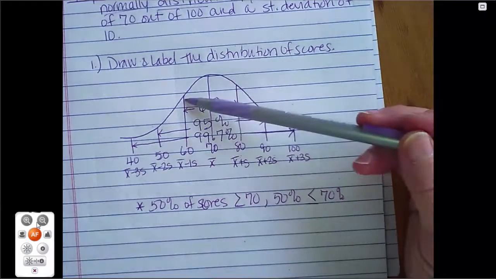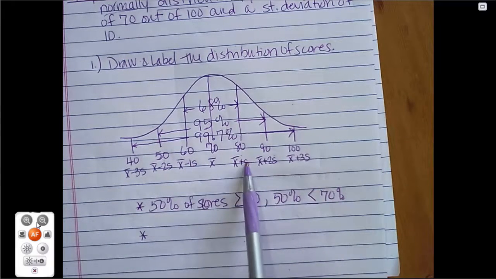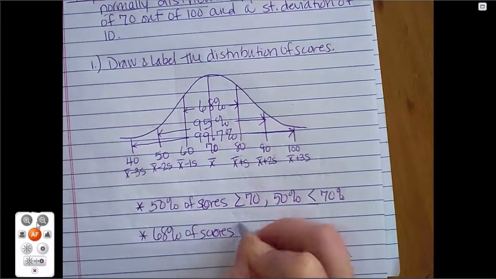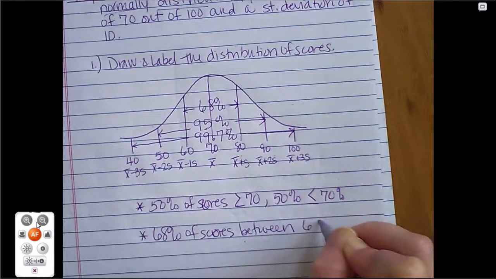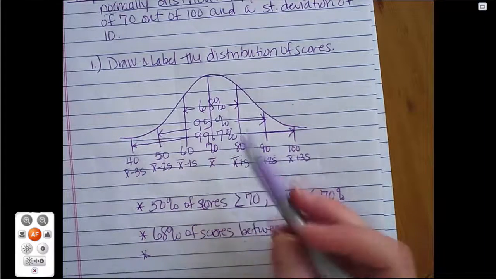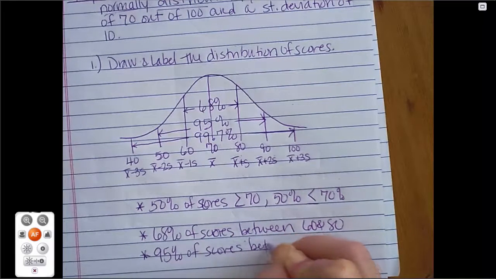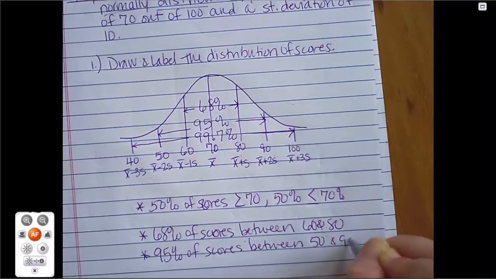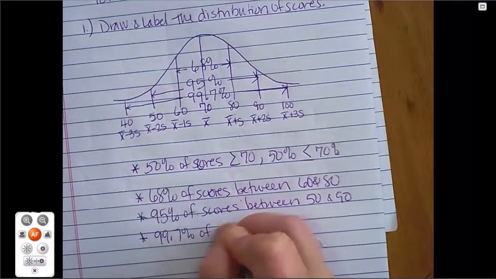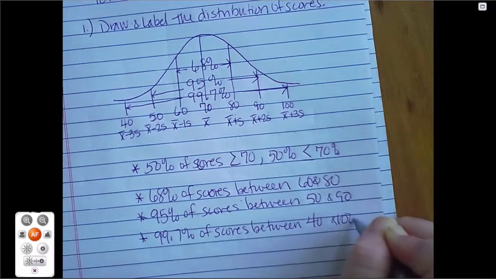What percentage of scores is between 60 and 80? Well, since those are the numbers at 1 standard deviation below and above the mean, we can say that 68% of the scores were between 60 and 80. And then again, defining our empirical model, 95% of the scores are between 50 and 90, and 99.7% of the scores are between 40 and 100. Okay.